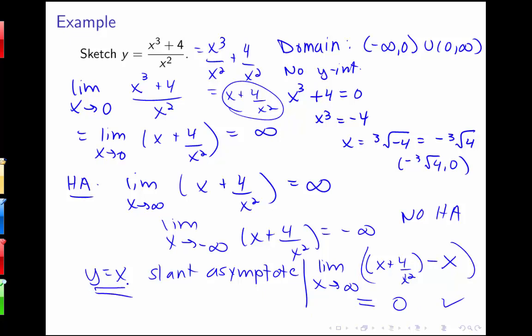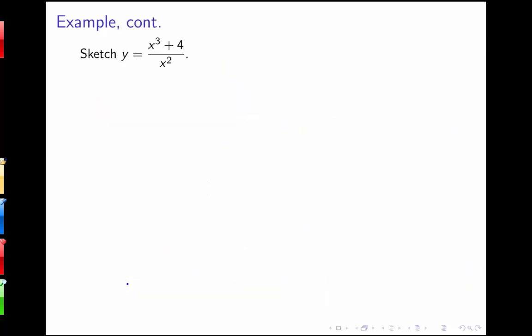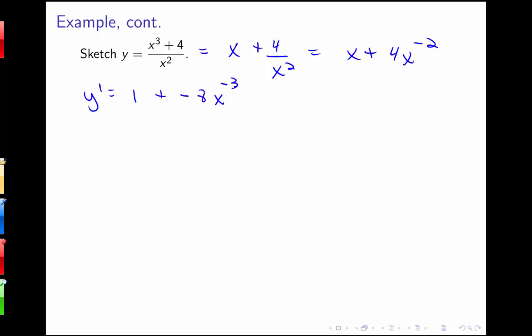Okay, so we've done the asymptote information, the domain, and the intercepts. So let's go ahead and look at finding some derivatives of this. Remember, this is x plus 4 over x squared. Our first derivative is 1 plus, now it probably helps to write this with our negative exponent. So we have 1 plus negative 8 x to the negative 3. So we have 1 minus 8 over, excuse me, x cubed.